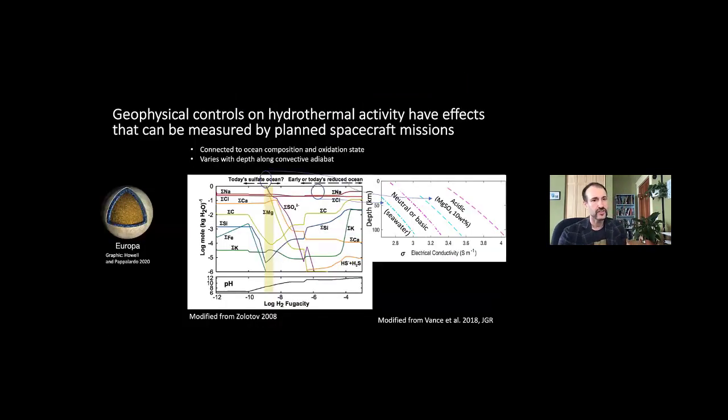So I'll just end this part of the talk by connecting this with some models for Europa's ocean composition. So this is from an abstract from Zolotov et al. And they point out that if you do an equilibrium chemistry model for Europa, looking at the assemblage of ions in the ocean, so here on a log scale showing the moles of different ions per kilogram of water as a function of hydrogen fugacity or equivalently of the pH of the ocean.